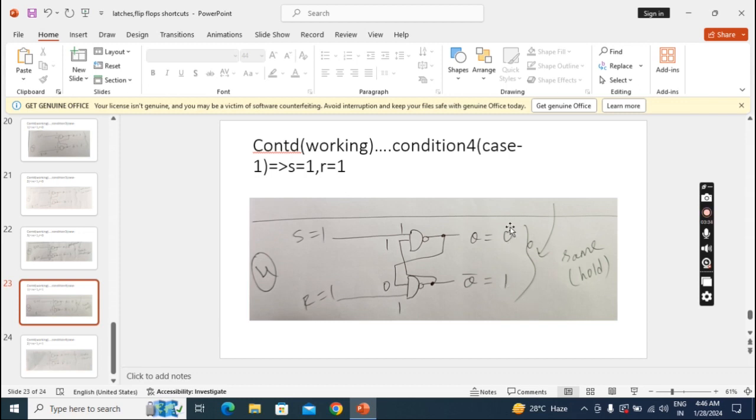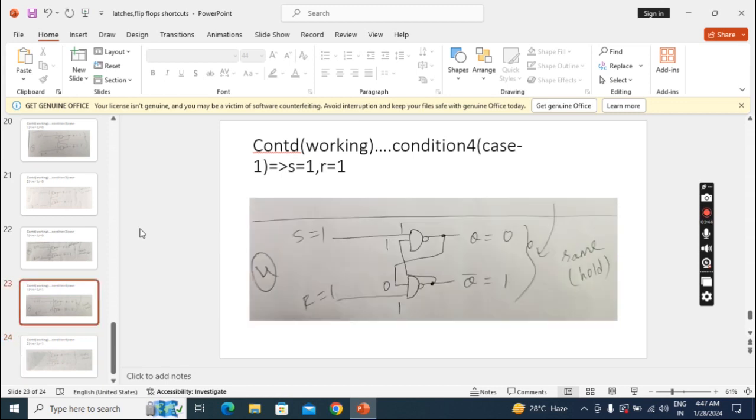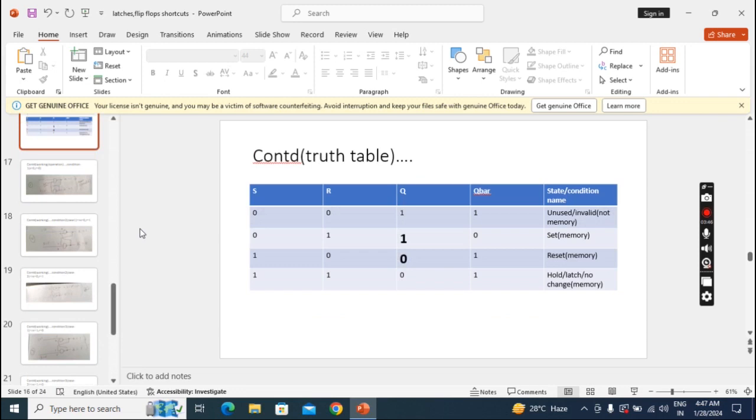Okay. So now we'll check whether this output is stable or not. Again we'll feed it back. When I feed it back, I am getting the same output. So this is the stable output. I will note down this one. Okay. We'll go to the truth table.